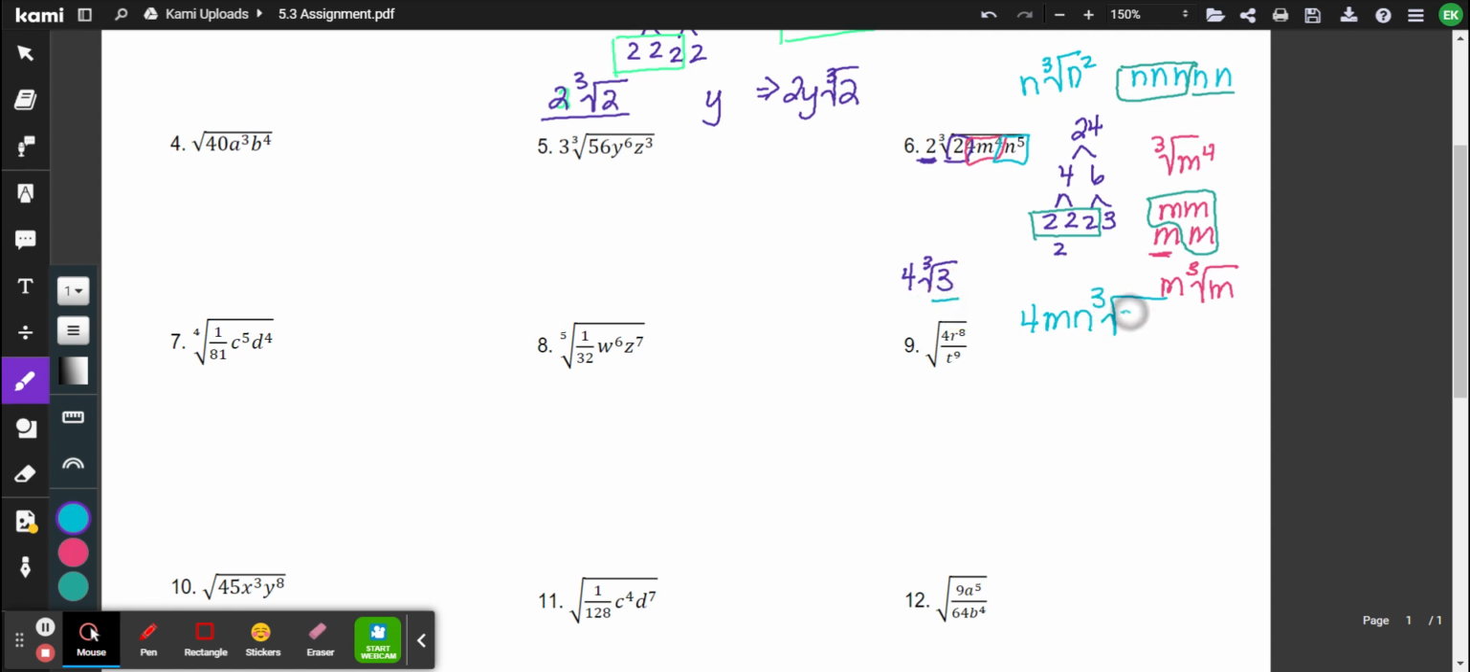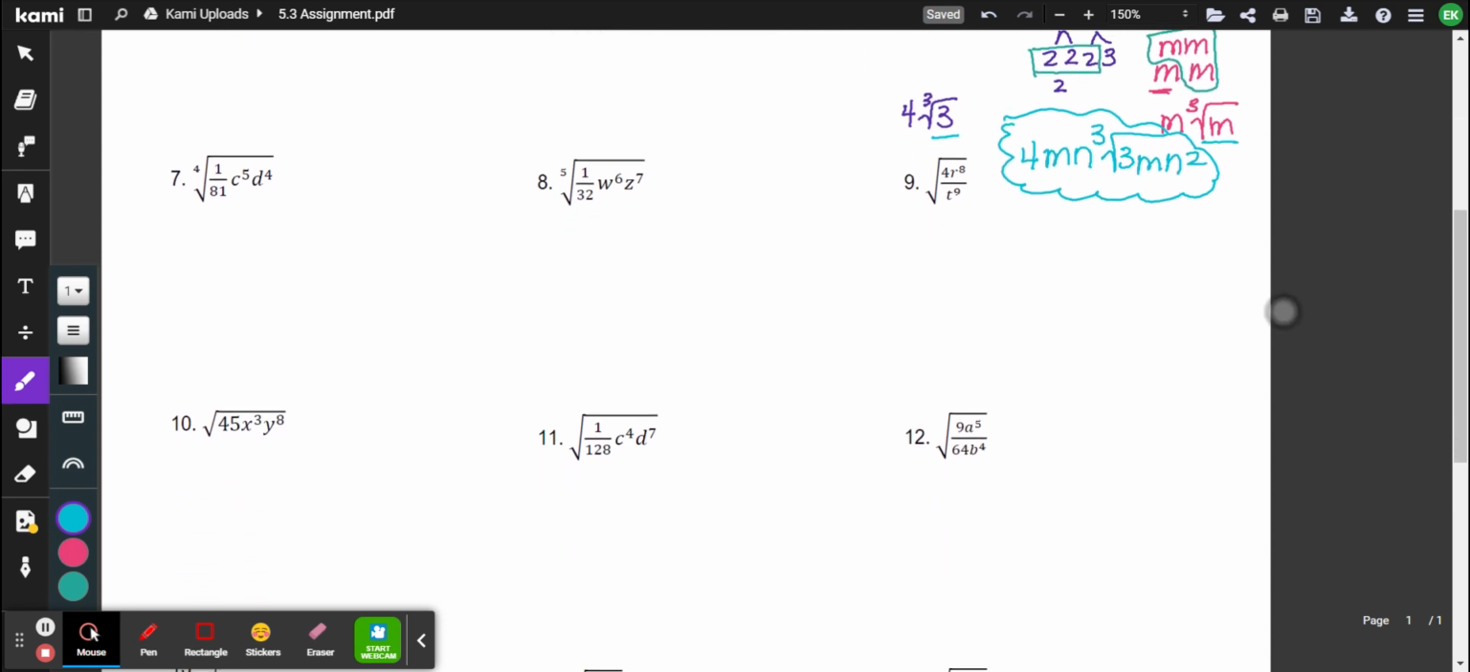Well, here I have a 3. Here I have 1 m, and up here I have an n squared. So this is my final simplification here, the 4mn, and then the cubed root of 3mn squared, okay?